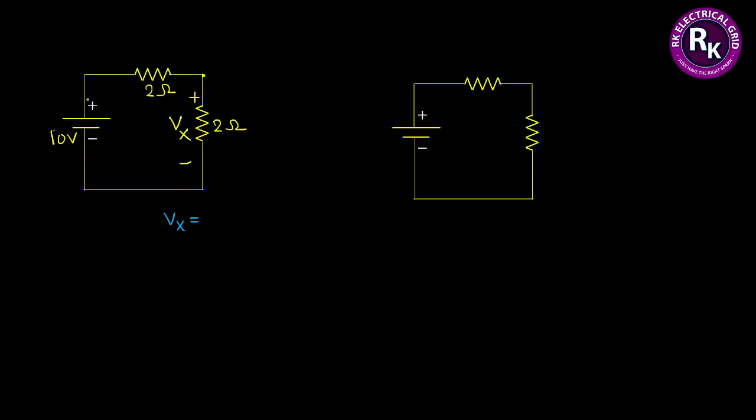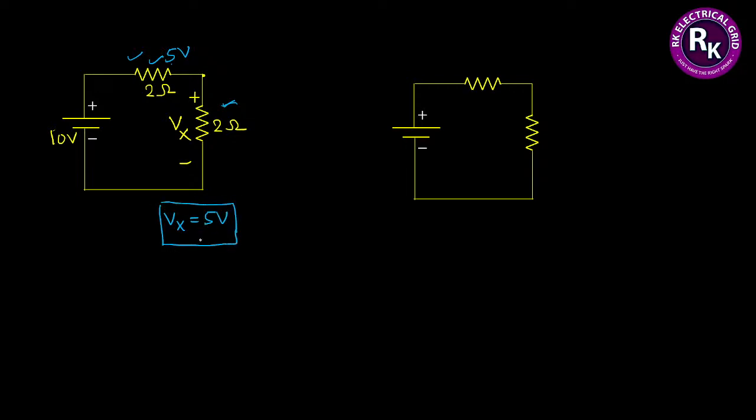Total supply voltage is 10, sir. There are two loads connected in series with the supply voltage. In a series circuit, we can apply the voltage division rule. And the second conclusion: when load values are equal, this is 2 ohm, this is also 2 ohm, the supply voltage will be equally shared between the loads. So the total voltage is 10 volts, 5 volts will be dropped across the first resistor and the remaining 5 volts across the second resistor. So the value of Vx will become 5 volts, sir.